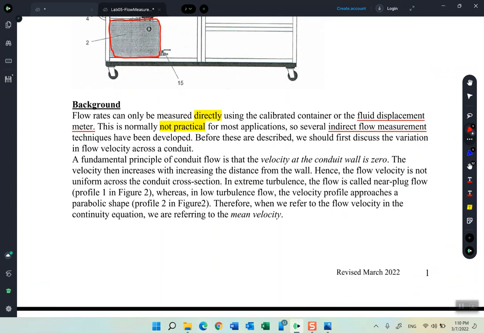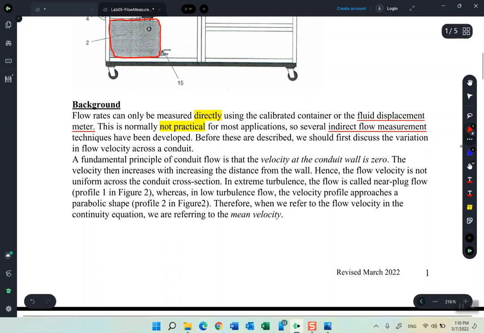Great, so why are we interested in measuring flow rate? Because actually it's the most important thing in our applications. You would like to know what is the flow rate that is passing through a certain pipe. And you can do that in two ways.